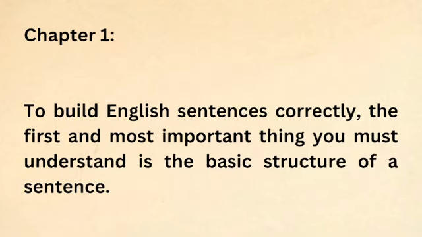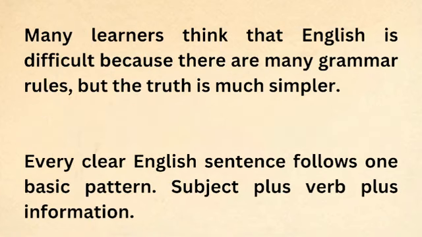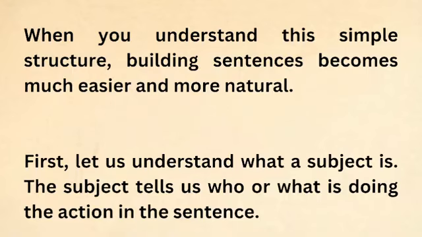Chapter 1. To build English sentences correctly, the first and most important thing you must understand is the basic structure of a sentence. Many learners think that English is difficult because there are many grammar rules. But the truth is much simpler. Every clear English sentence follows one basic pattern: subject plus verb plus information. When you understand this simple structure, building sentences becomes much easier and more natural.